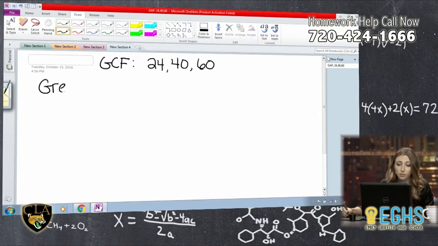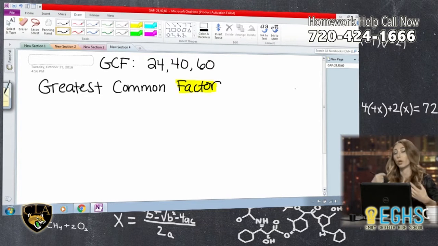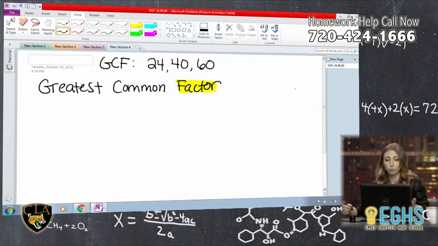When we do greatest common factor, let me actually break down this word. I wrote GCF just because that's probably how it's most commonly known. But first off, let's just break down what greatest common factor actually means. First, we'll go with this word factor. A factor, or factors, are numbers, or they could also be variables, that multiply together to give us a product.